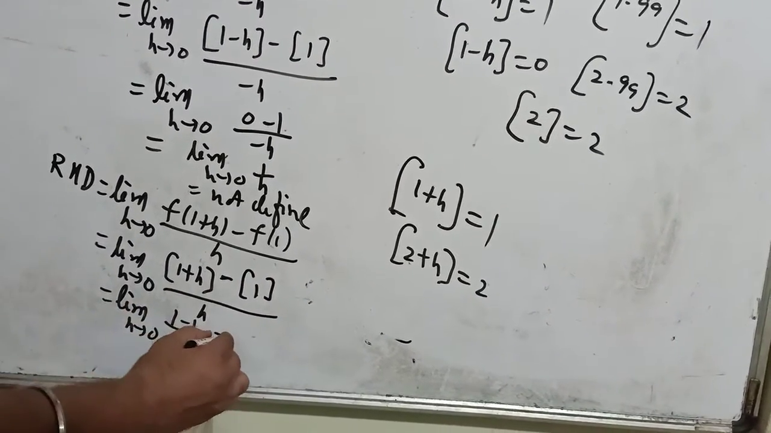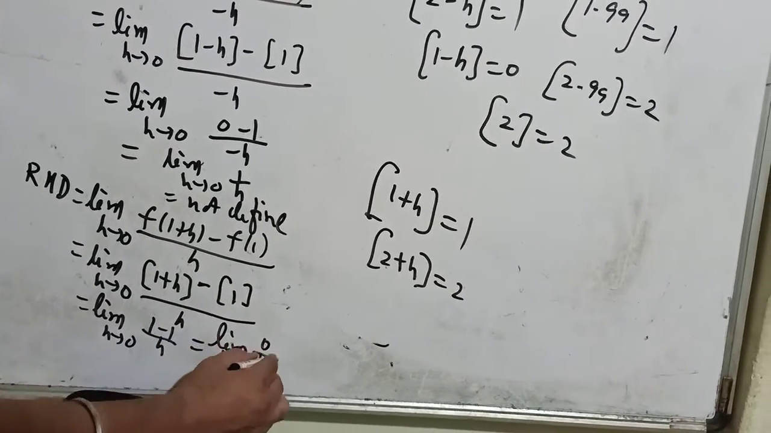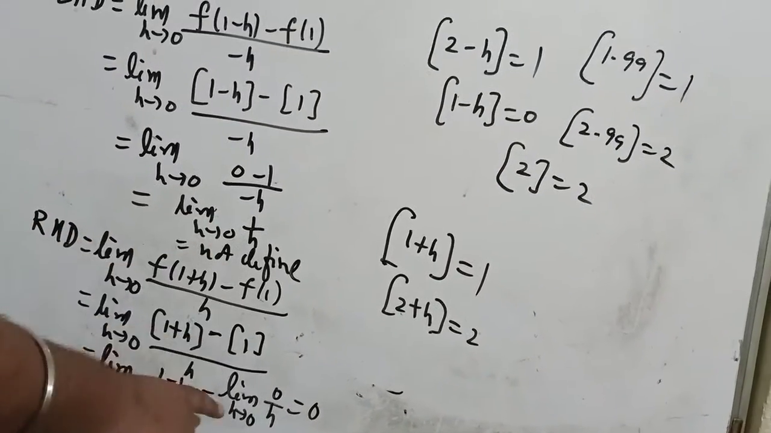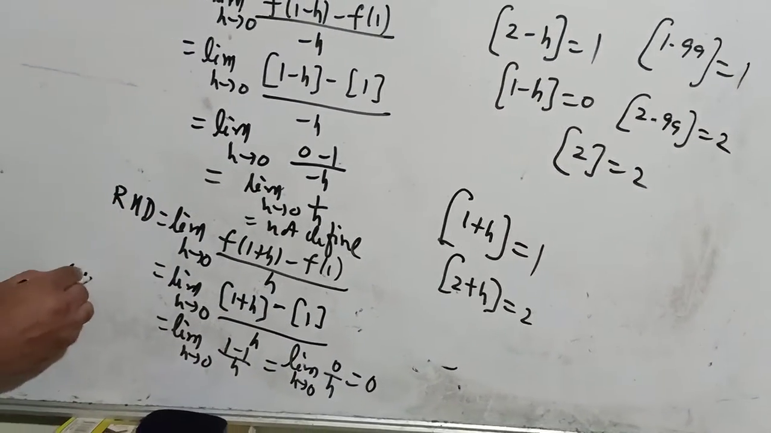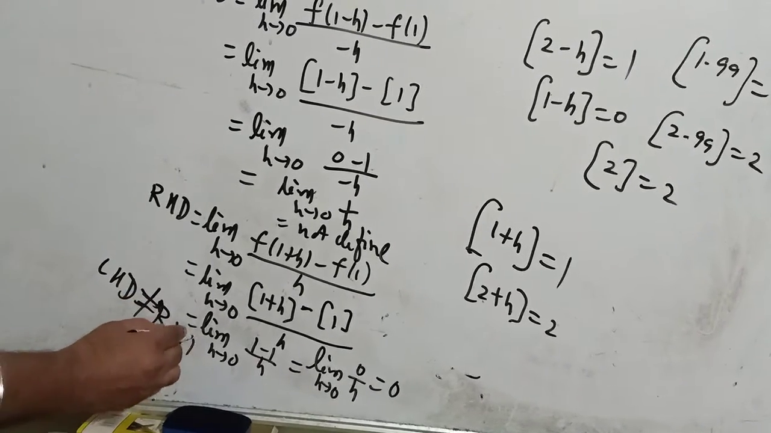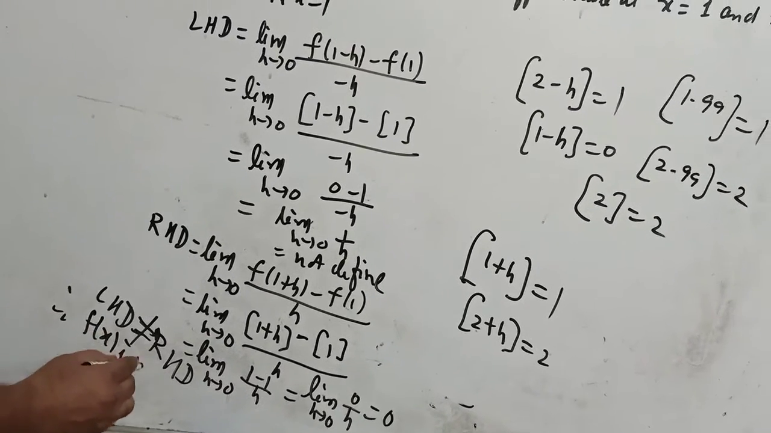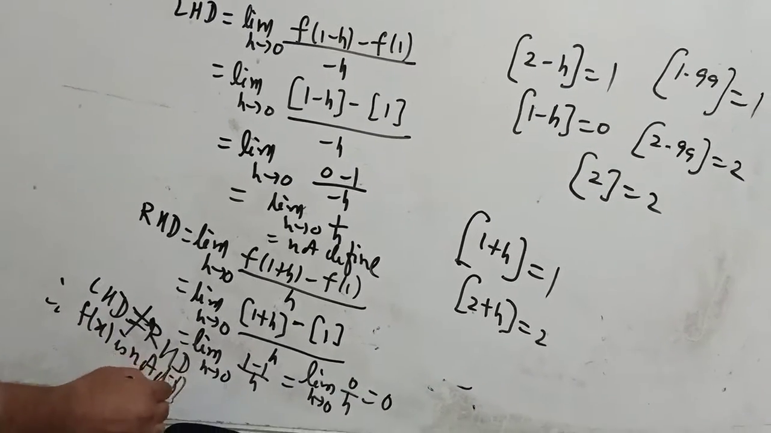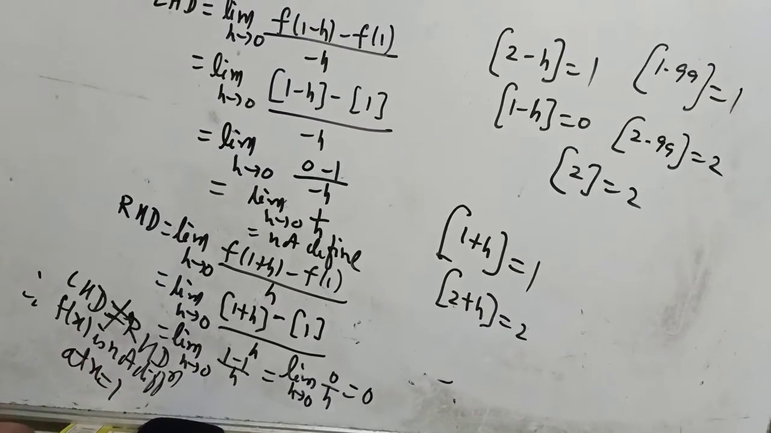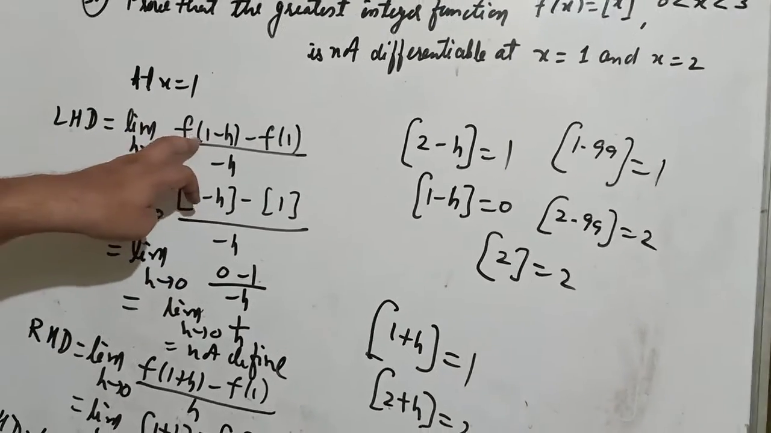This is becoming 0 without putting the limit. Already it is 0, 0 upon h. So without putting 0, it has become 0. LHD is not defined, RHD is 0. So LHD is not equal to RHD. So f of x is not differentiable at x equal to 1. Same way you can find at x equal to 2, it will become f of 2 minus h.